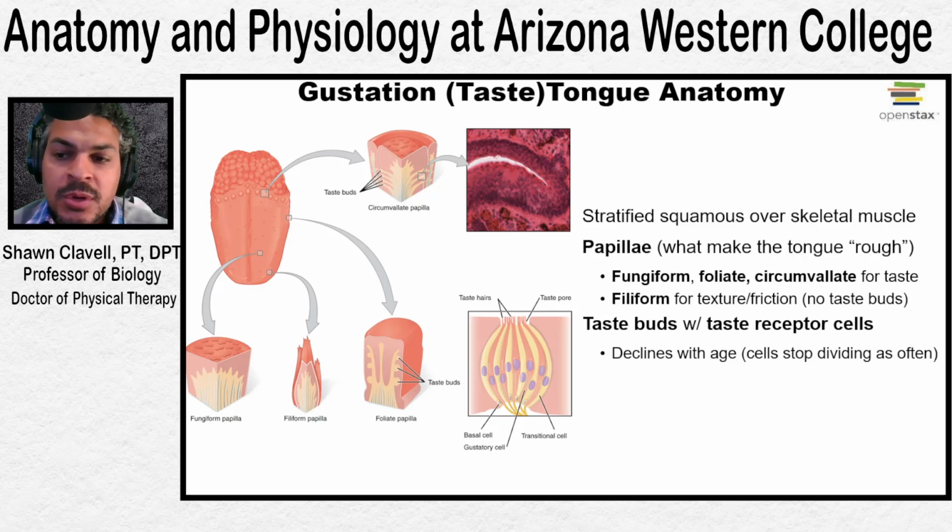Within the structure of the papilla, we have the actual taste buds. It's the taste buds that contain the receptor cells for the transduction of the stimuli. You can see here that inside those little papillae, you've got the taste bud, and there are the taste hairs at the top.